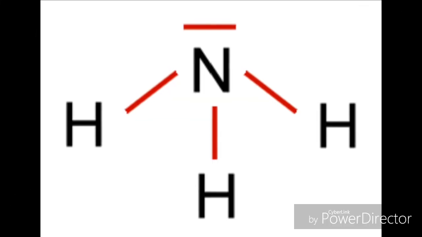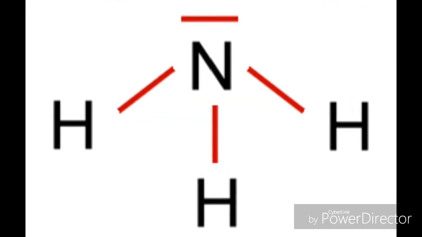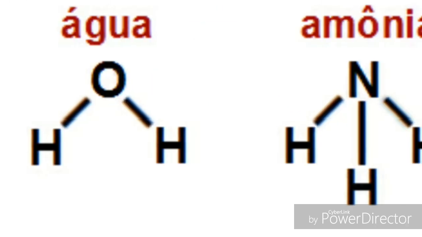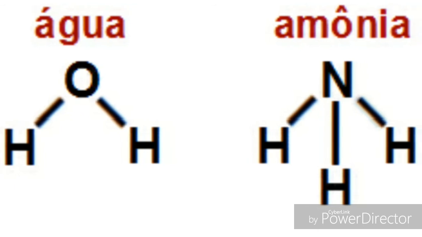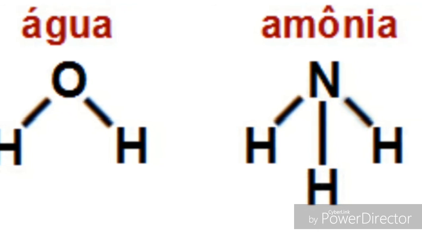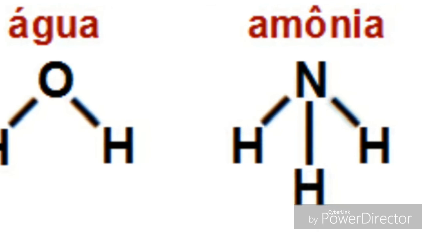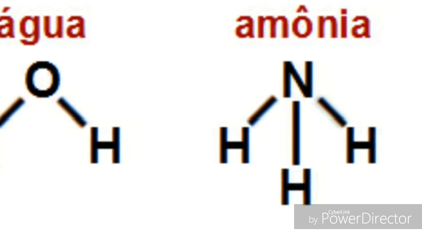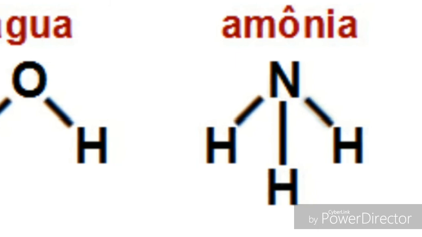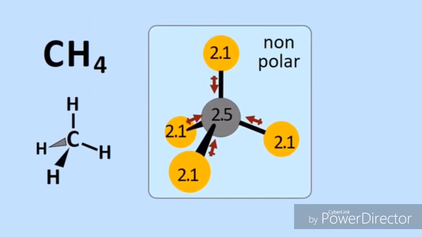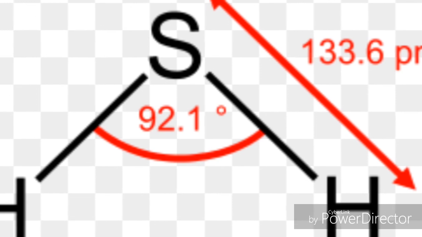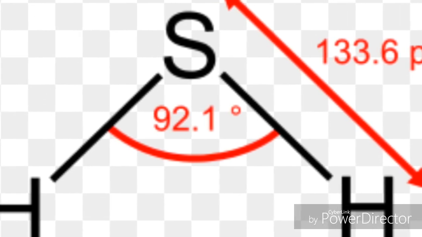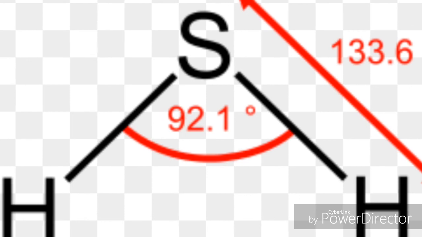Also, ammonia is a polar compound, but the polarity of water is more than that of ammonia because the difference in electronegativity between oxygen and hydrogen equals 1.4, more than that between nitrogen and hydrogen, which equals 0.9. But methane CH4 and hydrogen sulfide H2S are considered nonpolar compounds, as the difference in electronegativity between their elements is a small value, equal to 0.4.